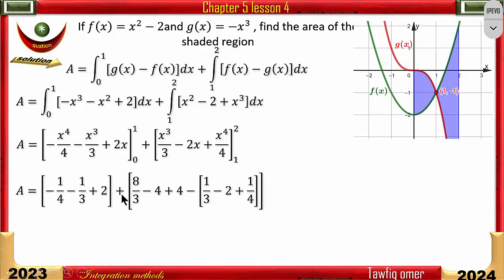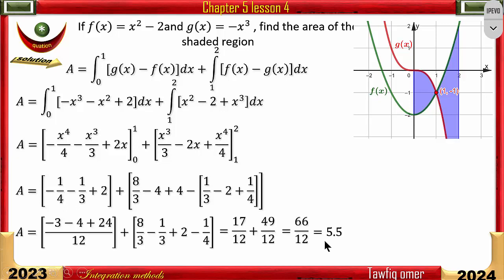So plus, the 2 cube is 8 over 3, minus 2 times 2 is 4, plus 2 to the power 4 is 16 over 4. The result is 0.5 or 66 over 12. This is the area between these two graphs.